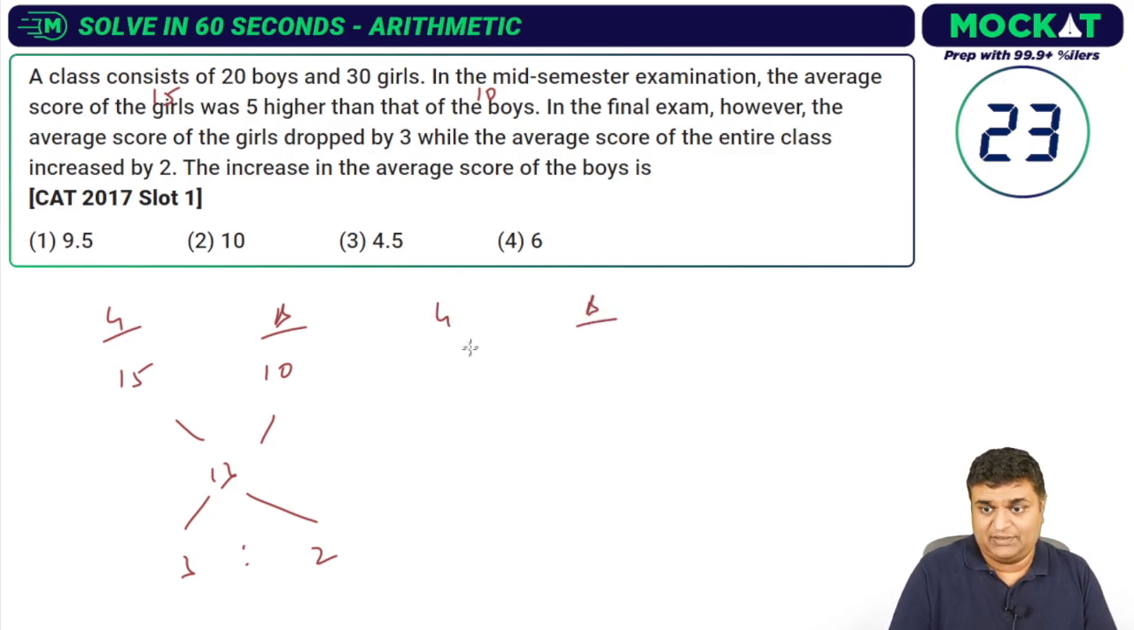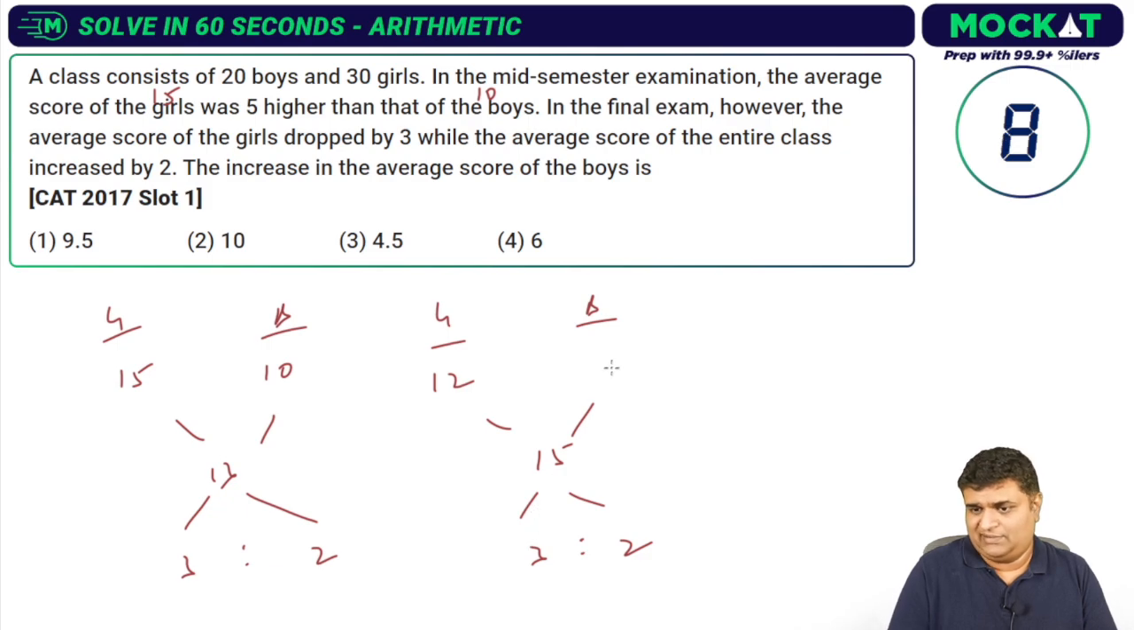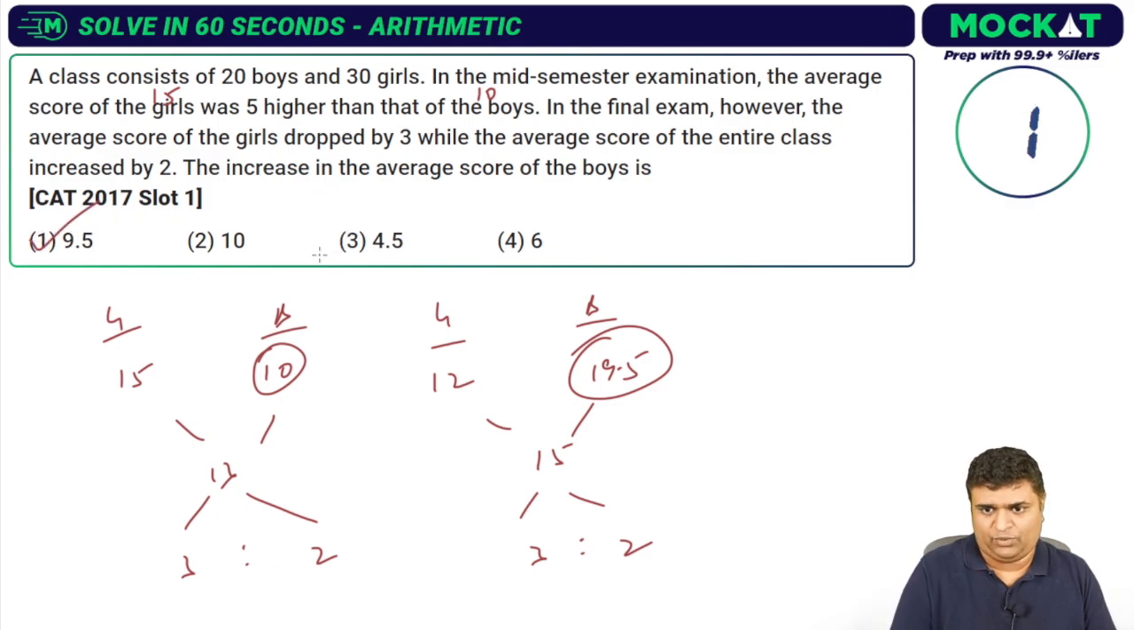Okay, what happens in the end semester examination over here? In the final exam, girls drop by 3, so 15 becomes 12. Overall goes up by 2, so 13 becomes 15 over here. Okay, the same ratio, 3:2. 3 over here is 2 parts, so each part is 1.5. 3 parts is going to be 4.5. Add it up and you get 19.5. 10 goes up to 19.5. That's an increase of 9.5 over here.